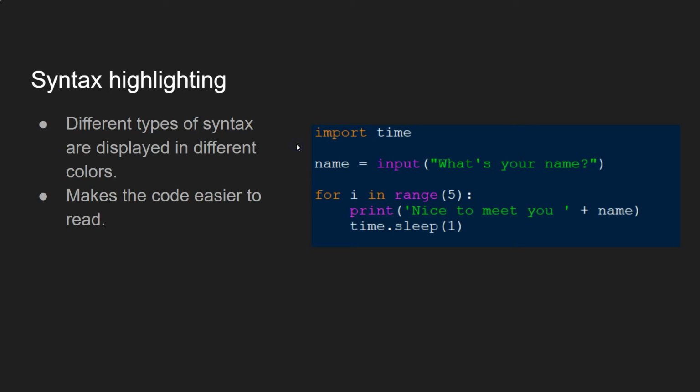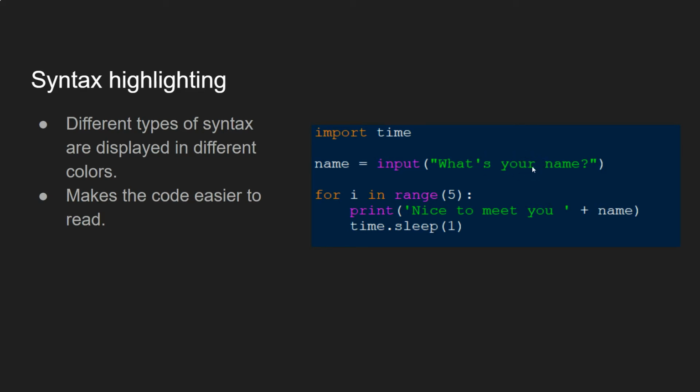Well, the first and one of the most important ones is syntax highlighting. What this means is that different syntax, different pieces of code, are displayed in different colors. So for instance here, our imports and any of the built-in words within the language are in orange, functions are in purple, and strings are in green, etc.